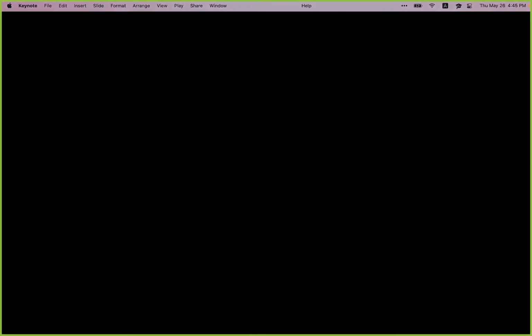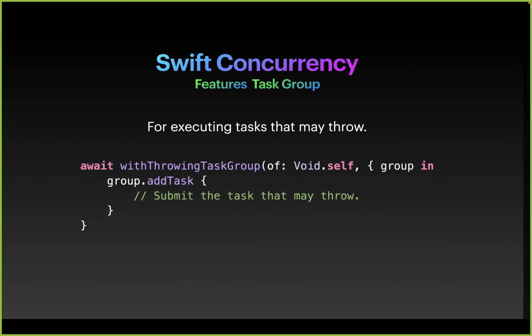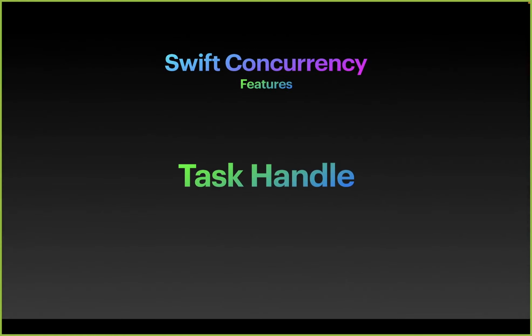Now let's go back to the slides and take a look at another function call you can use. What if the task you want to submit can throw something? So you have a special function call named withThrowingTaskGroup. In this case, you can throw something out. Just some other thing you should know.